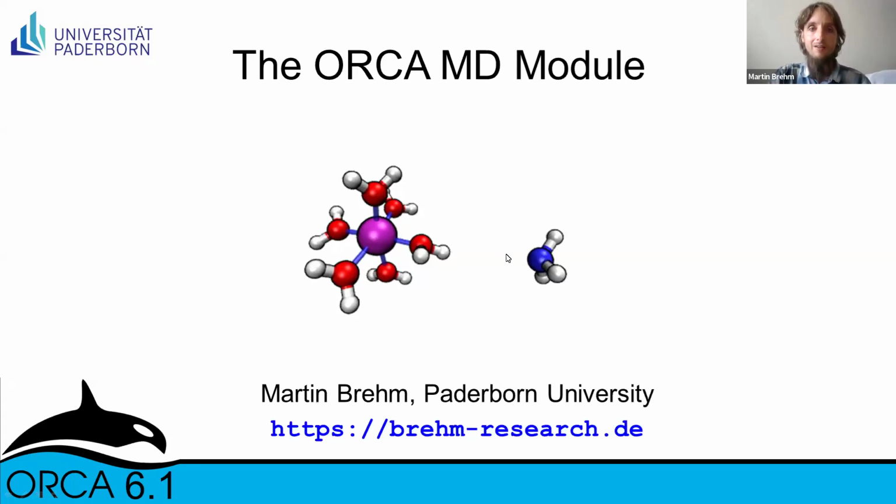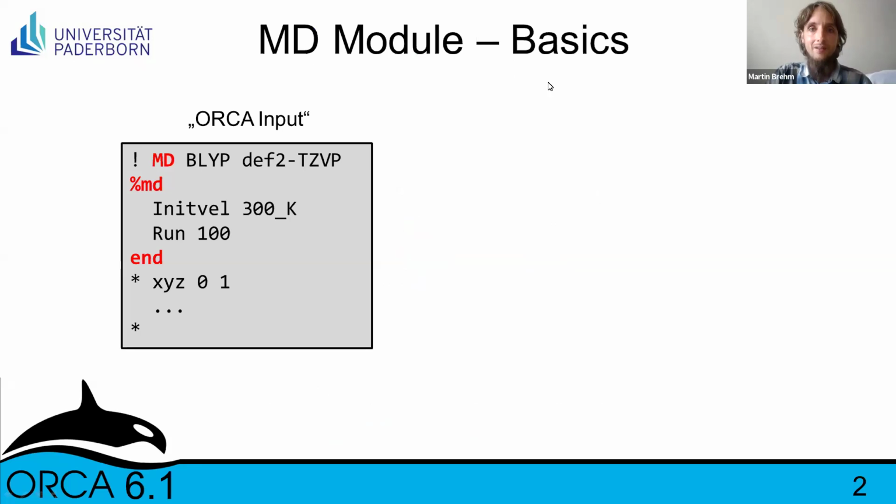So let's directly start. I just need to move the Zoom bar here a little. As you probably know, you can quite simply run a molecular dynamics in ORCA. You just need an input as shown here on the left-hand side. You just need to add MD to the simple input line, and you need to specify such an MD section here. This would be a working example. You just initialize the velocities to 300 Kelvin and you run a molecular dynamics for 100 steps. So this input is already sufficient, nothing more to do.